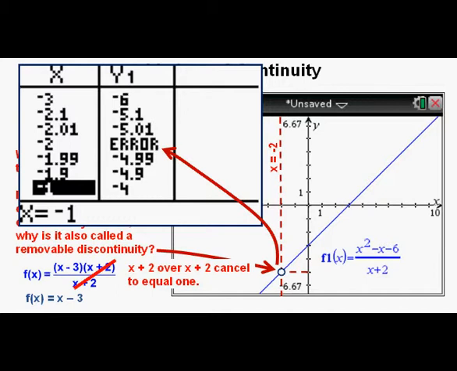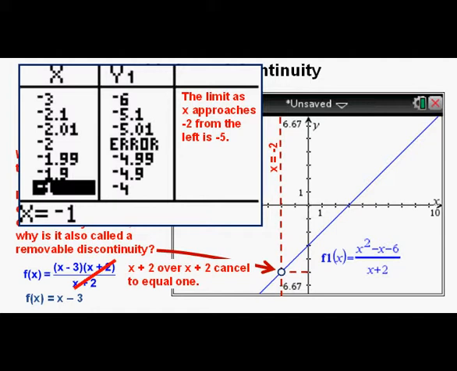Here's a numeric representation of this function. We can see that for an input value of negative 2, we get an error message in spite of the graphed line appearing as the function f of x equals x minus 3. However, there is a limit as x approaches negative 2 from the left side of f of x, and that limit is negative 5. And the limit of f of x as x approaches negative 2 from the right side is also negative 5.